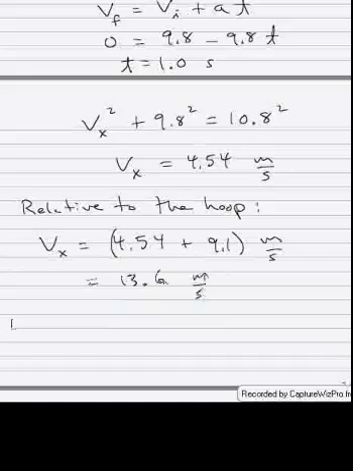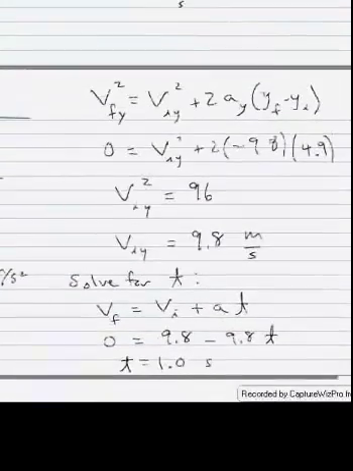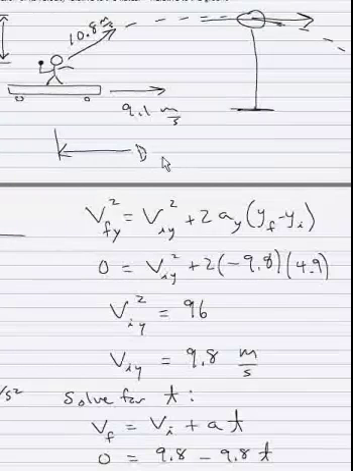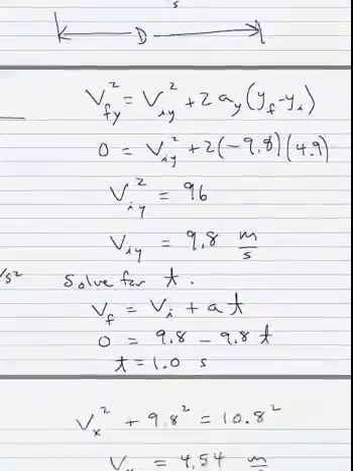So the distance in front of the hoop that the person has to release the ball is 13.6 multiplied by 1 second, and we get 13.6 meters. That would be this distance where the person has to release the ball so it goes through the hoop.